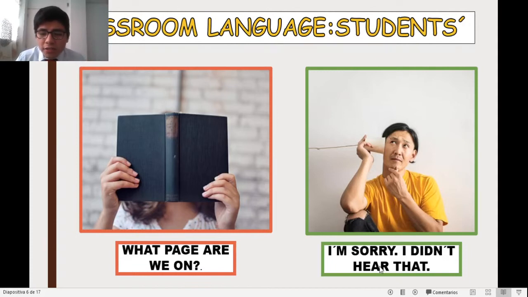So, be careful with this verb here. Okay, it's hear. So this verb is related to listen. Listen to me and hear are almost equal. So repeat after me this new phrase. I'm sorry, I didn't hear that. Repeat. Great. I'm sorry, I didn't hear that. That's it.